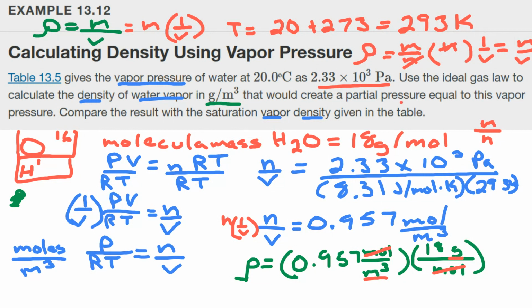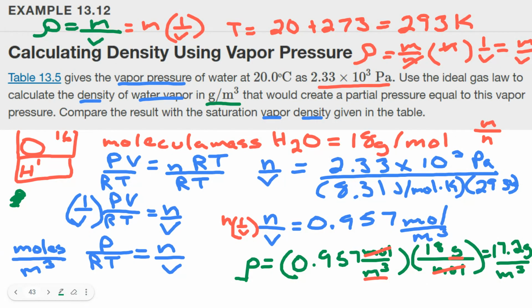Let's plug in the numbers so we know what it actually is. When I multiply this number times this number, we're going to get 17.2 grams per meter cubed. And that's the final answer. So that's how you would calculate that.